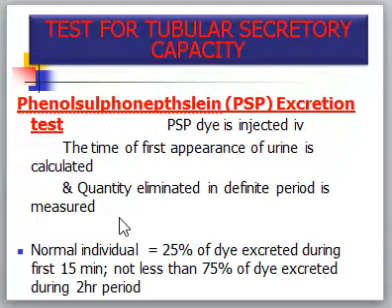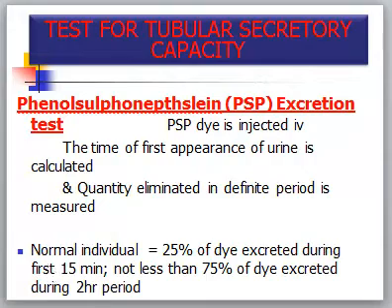Normally the phenol red content is 35% in the first sample, and followed by that, 75% of the dye should be eliminated in the 2 hours. In tubular dysfunction, the dye excreted in the first sample is less, and also the total amount excreted in the 2 hours will be less. So in this way we can easily identify the tubular secretory capacity, the tubular functions. This is a useful test for detection of the early stage of kidney diseases.